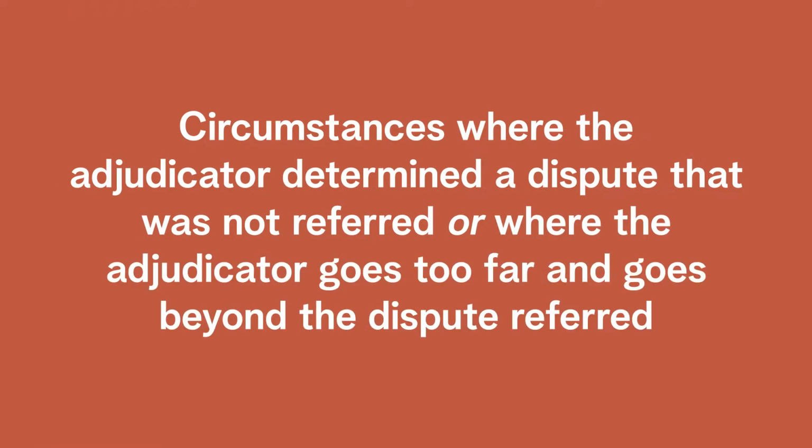Typically, a jurisdictional challenge to resist enforcement of an adjudicator's decision may relate to one of the following grounds: circumstances where the adjudicator determined a dispute that was not referred, or where the adjudicator goes too far and goes beyond the dispute referred. An example of this is where the adjudicator was asked to determine entitlement to an extension of time, but then went on to also direct payment of liquidated damages, which had not been requested by either of the parties.